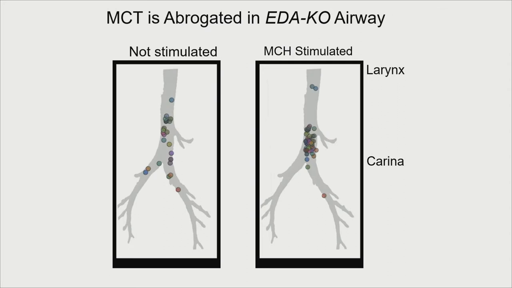Again, we take the pigs, we sedate them, we insufflate them with these tantalum discs, and then we do the same little colored thing here. What you can see is that under non-stimulated conditions, nothing's going on. They don't even hardly move. They're just sitting there. But if we stimulate them with methylcholine, we see the same pattern. This is because they have no strands and they can't move those tantalum discs out of the airway.